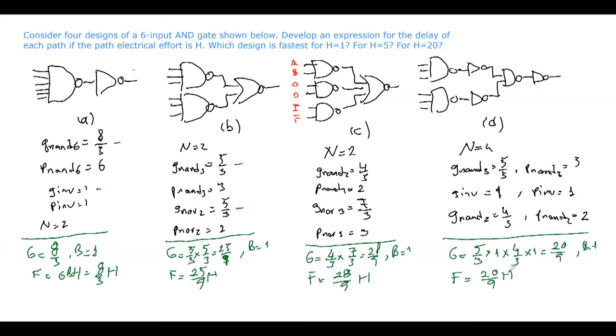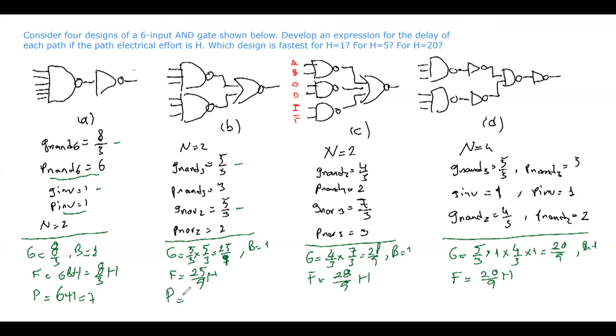And of course, we also have another contributor to our delay. It's the parasitic delay. So let me write it down for each implementation. The capital P, the parasitic effort along the path, is simply the sum of the parasitic efforts of the individual gates along my path. So for this one, I have 6, and I have 1 for the inverter. So it's going to be 6 plus 1, which is going to give me 7.